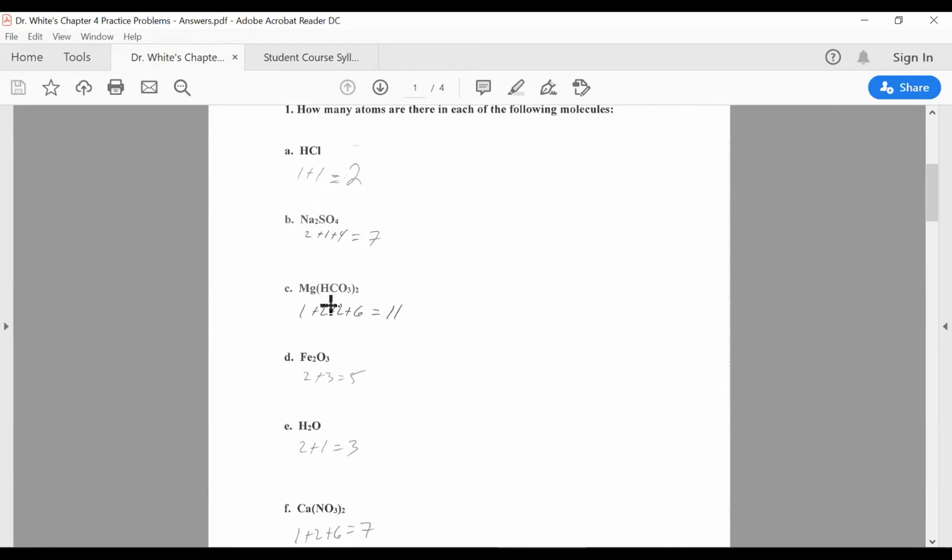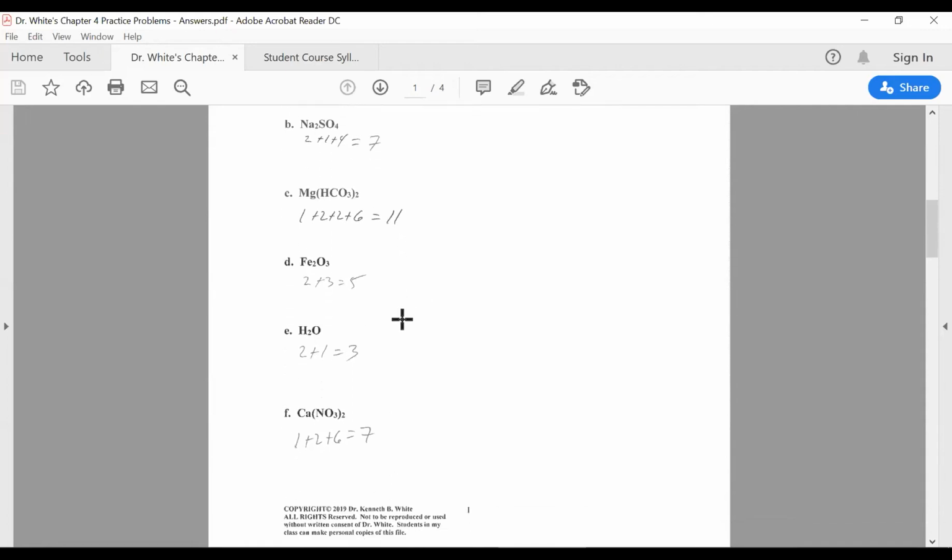Now, when you have a bracket, you multiply the number of atoms inside the bracket times the number to the right subscript of the bracket. So in this case, you have 1 magnesium. Now, 1 hydrogen times 2 hydrogen. 1 carbon times 2 outside the bracket, 2 carbon. 3 oxygen inside, don't forget that number, times 2 is 6. That adds up to 11.